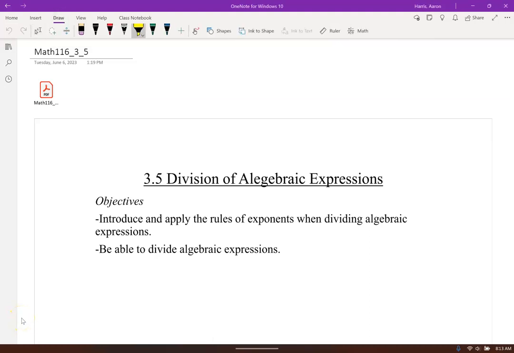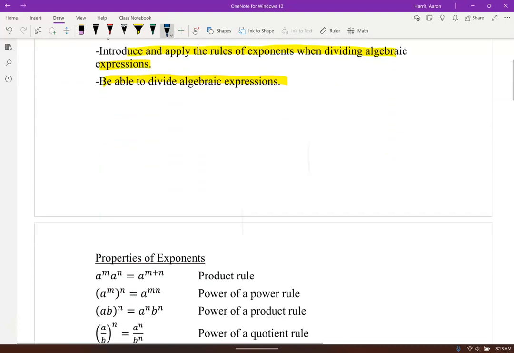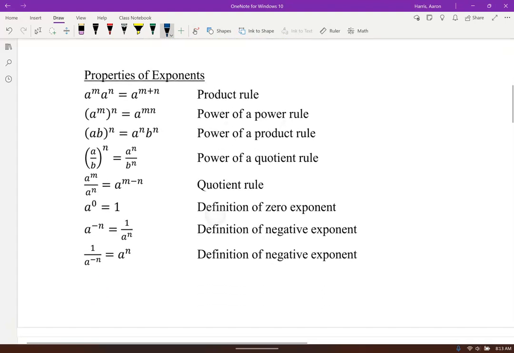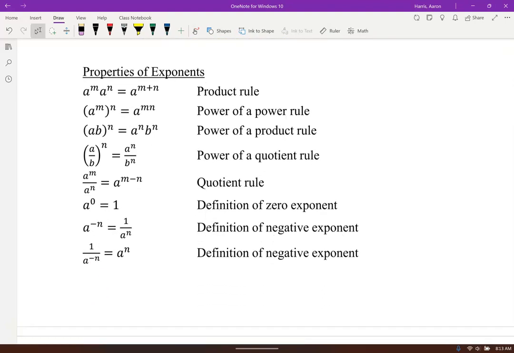This section is division of algebraic expressions. So we'll apply the rules of exponents when dividing algebraic expressions, and we'll also do it with long division. So we'll do it with rules, and then we'll do it for monomials, and then we'll do it with long division. So here's our properties of exponents rules.